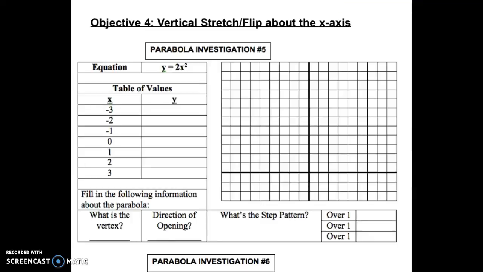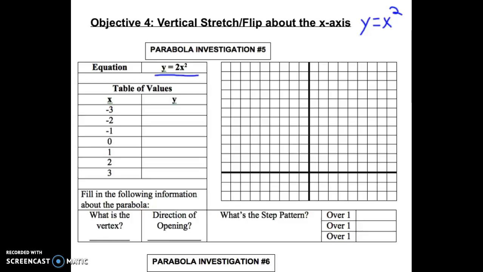Alright, the final objective for part 2 of graph transformations, quadratic graph transformations, is a vertical stretch slash flip about the x-axis. It says 2 parts, so just pay attention to both parts and how they affect the parent graph y equals x squared. So I'm going to make note of that up here, y equals x squared, the parent function. So, investigation number 5. It gives you the equation y equals 2x squared.